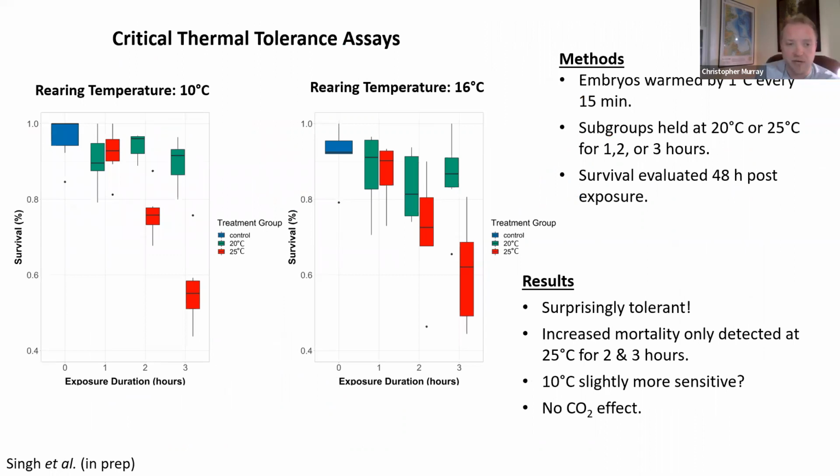So what we did is design a much more complicated assay. We took embryos that were being reared under chronic 10 or chronic 16 degrees, and then exposed them to this acute stressor assay. We put them into incubation vials, and then we warmed them up by 1 degree every 15 minutes until we reached either 20 degrees or 25 degrees. So very warm for these embryos. And then at each one of those maximum temperatures, we held them for either 1, 2, or 3 hours. So we essentially formed 6 different experimental treatment groups: 20 and 25, 1, 2, and 3 hours.